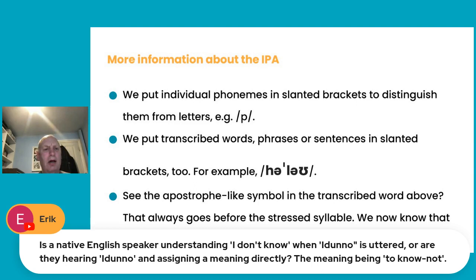No, I would say a native English speaker is understanding "I don't know" when "I don't know" is uttered. I would say certainly the first one of that. They understand that in full. And it's the way that you understand things, after all.